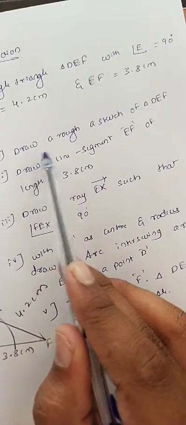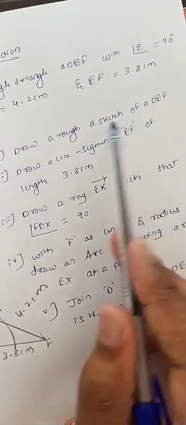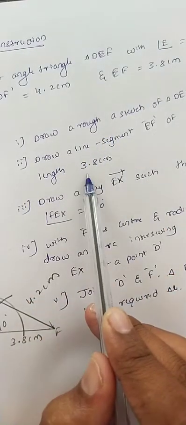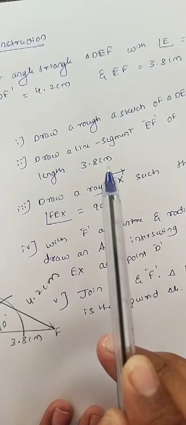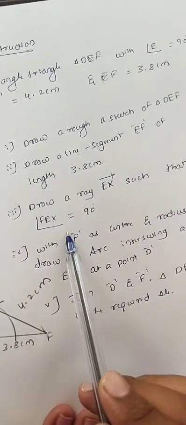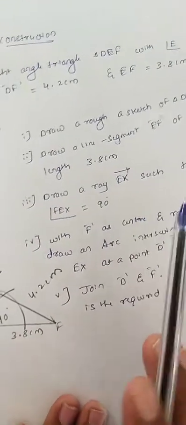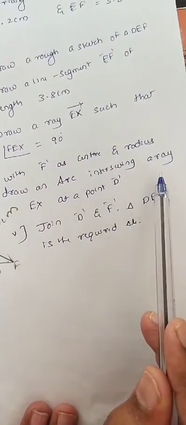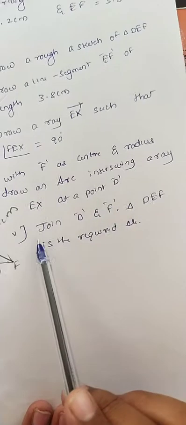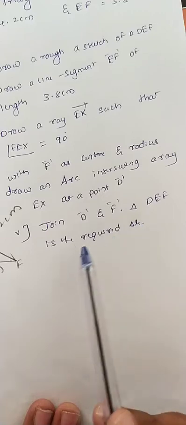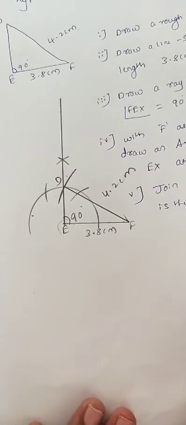First step, draw a rough sketch of triangle DEF. Second step, draw a line segment EF of length 3.8 centimeters. Third step, draw a ray EX such that angle FEX is equal to 90 degrees. Fourth step, with F as center and radius, draw an arc intersecting the ray EX at a point D. Fifth step, join D and F, and you will get the required triangle. DEF is your required triangle. I hope you understood this concept.